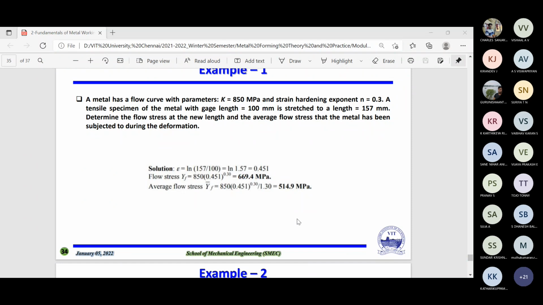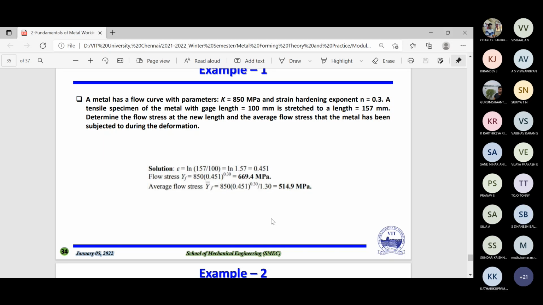Maybe when we go for rolling and forging, you will find bigger equations. So make a small practice now with a small equation, then we'll go for the bigger one when we go into detail in modules 3 and 4. Okay. Is it clear to the other students? Yes, sir.